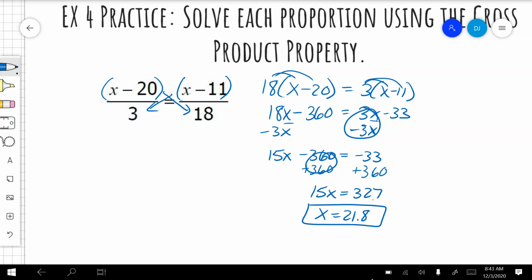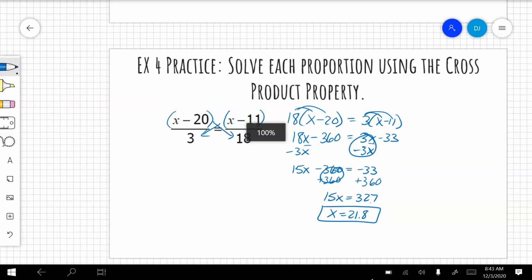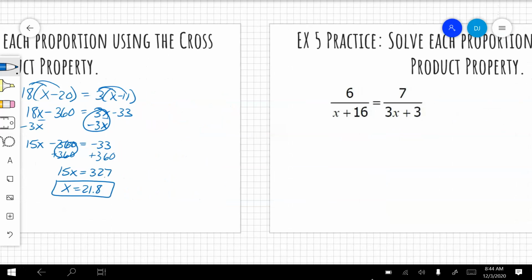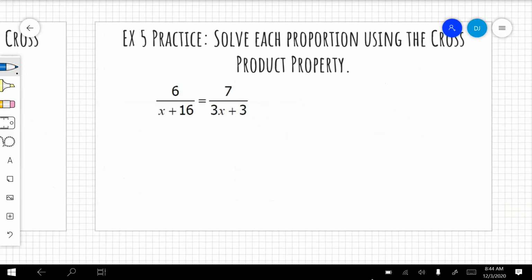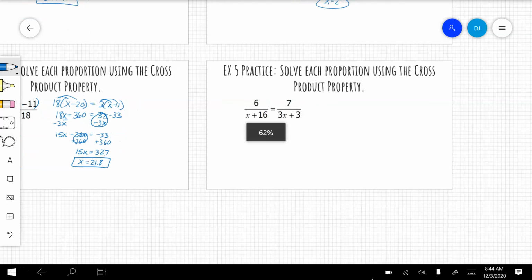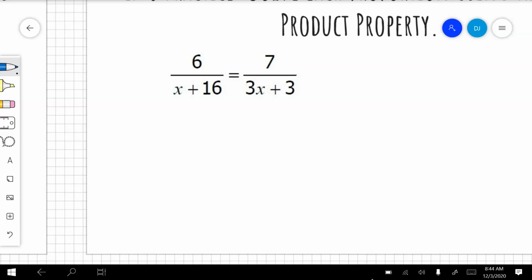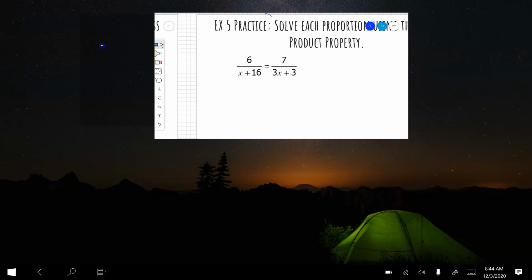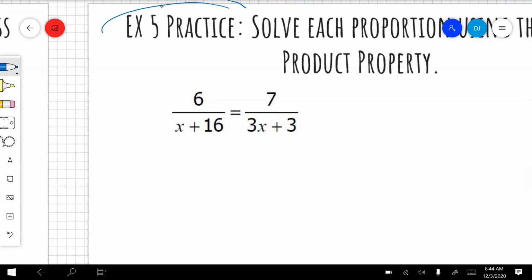All right, so for the next one, I want you to pause the video, and I want you to try this on your own and see what you can get, because I think this is the last example. Yeah, so go ahead and pause, work it out, and we will be back in a second after I stop messing with my screen, goodness gracious. All right, you should have paused because I'm going to go ahead and solve it.